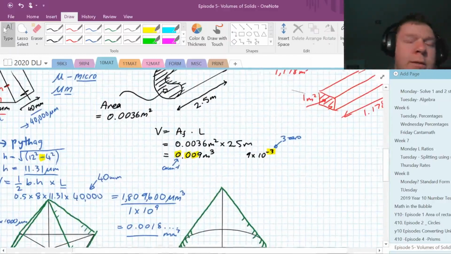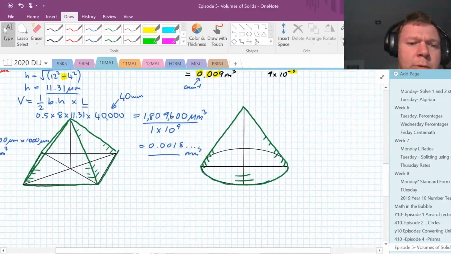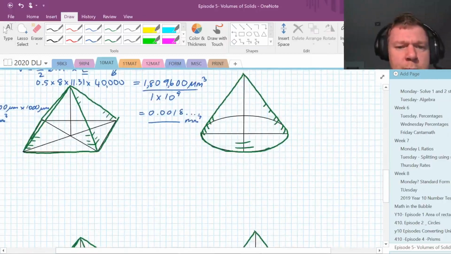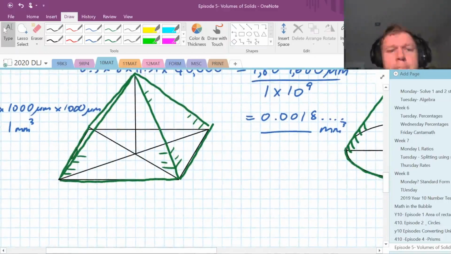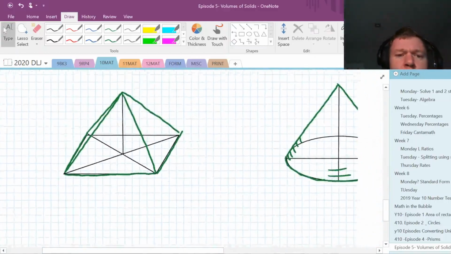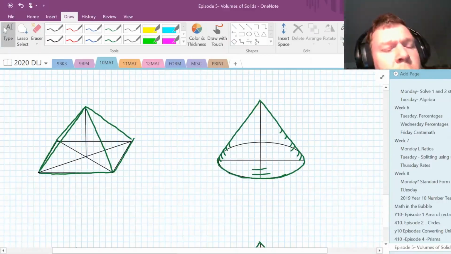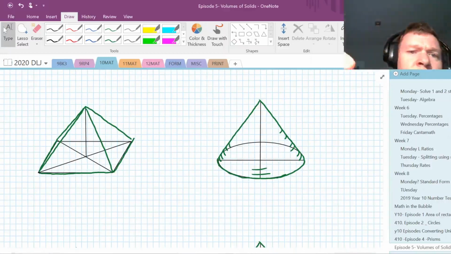Whew, okay, I think I actually spent way too long on that, but we'll try a pyramid and a cone. So let's just do it on this one. Pyramids and cones, they have a very similar formula.